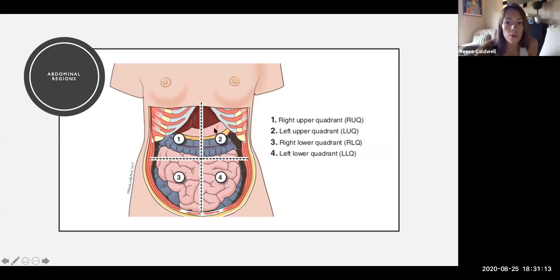So we have the right upper, the left upper, the right lower, and the left lower. And the only reason you would use these is if you were going into something like gastroenterology, like if someone is having right upper quadrant pain, well, their liver's in there, their upper small intestine's in there, so that's what that would be used for. And then the rest of the quadrants I heard are not too important.